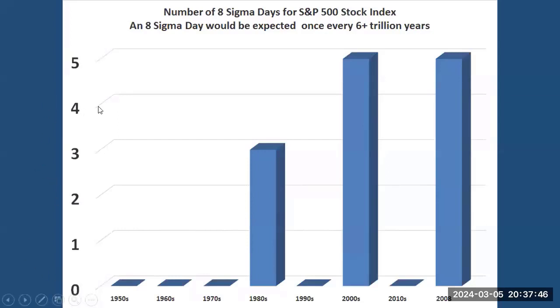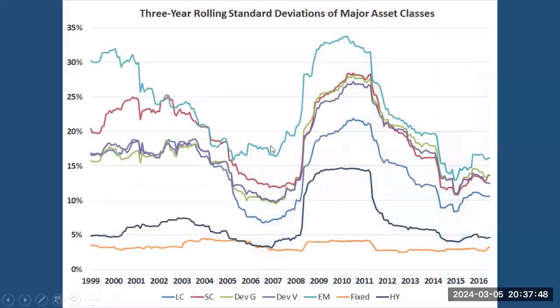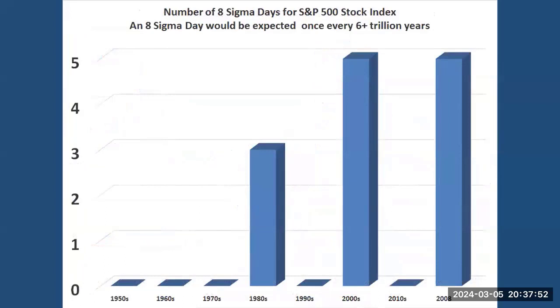So standard deviation, our measure of risk, says none of these happened. And they happened. So did we see 1 in 6 trillion year events in 2008? Or is there some problem with standard deviation as a measure of risk that's understating risk in some way?